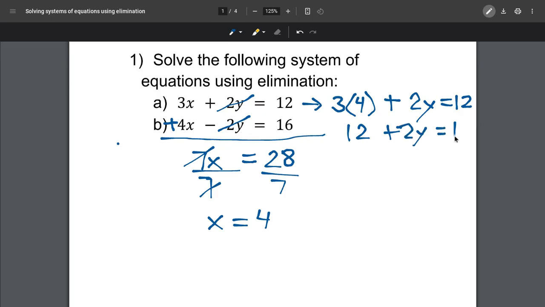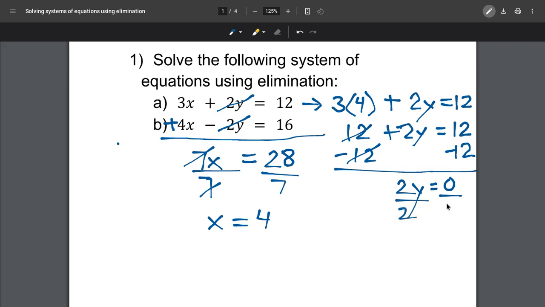And you probably should be able to see here that y would have to be 0 because 12 plus 0 equals 12. But if you don't see that, you can subtract 12 from both sides. You get the 12's canceling out here. You get 2y equals 0. If you divide by 2, 0 divided by 2 is still 0, so y equals 0. And my solution to this first one is 4, 0.